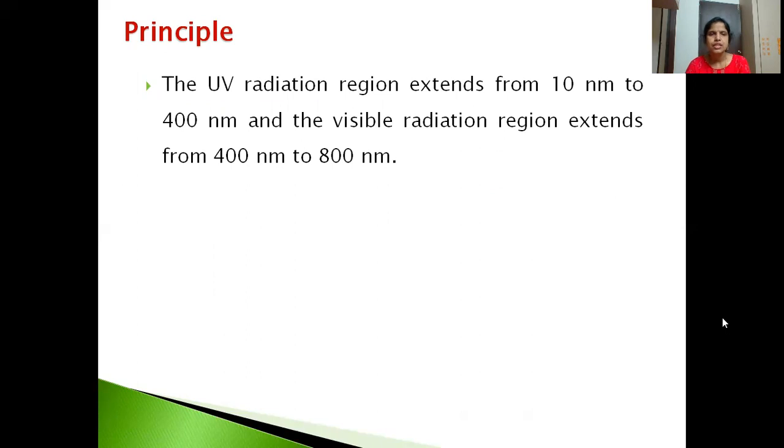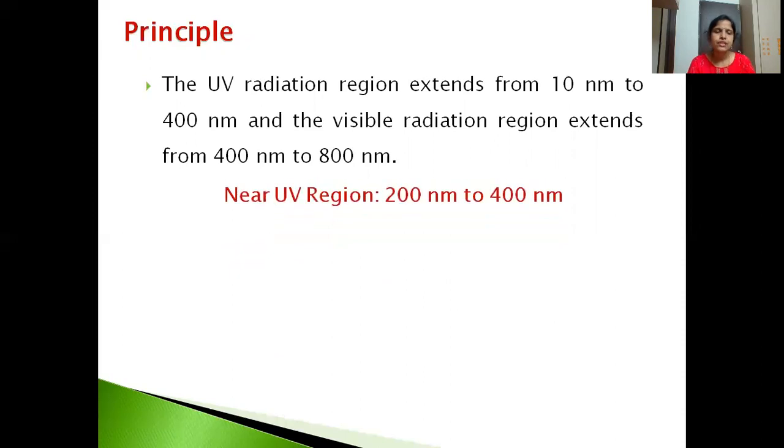For this UV visible spectroscopy, we require UV radiations. UV radiations extend from 10 nanometers to 400 nanometers. Visible radiations range from 400 nanometers to 800 nanometers. So UV visible together, the range will be 200 nanometers to 800 nanometers. The first part, 200 to 400, is for UV, then 400 to 800 nanometers is for visible radiation. In that we have the near UV region, which is 200 to 400, and the far UV region, which is below 200 nanometers.